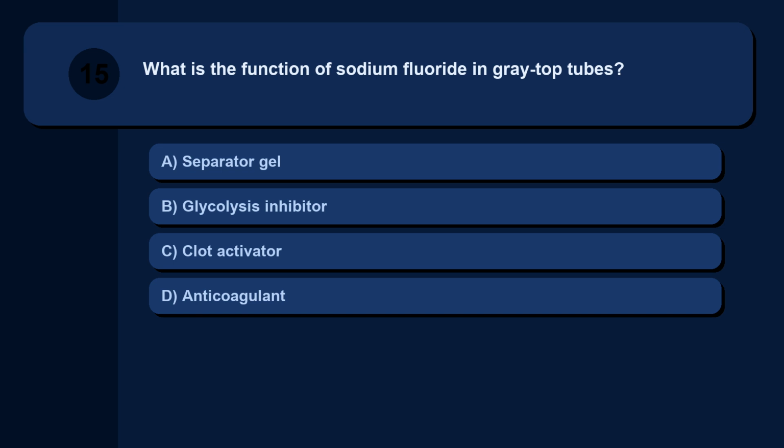Sodium fluoride prevents glucose breakdown, preserving accurate glucose levels for testing.